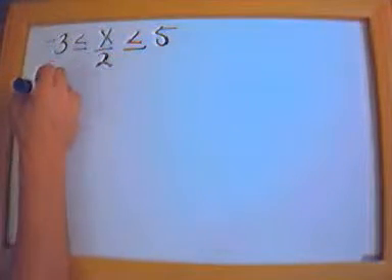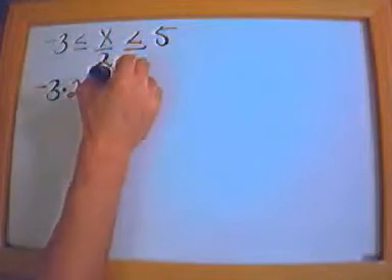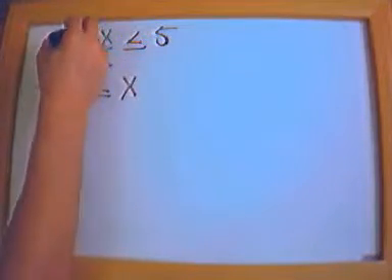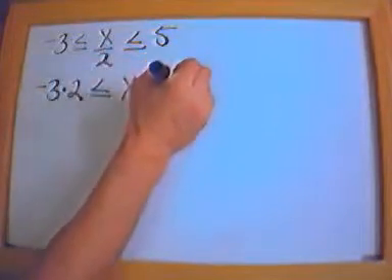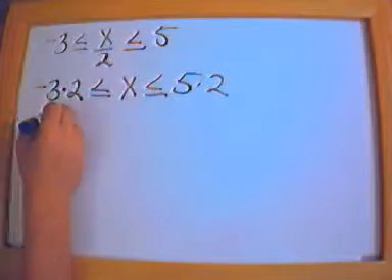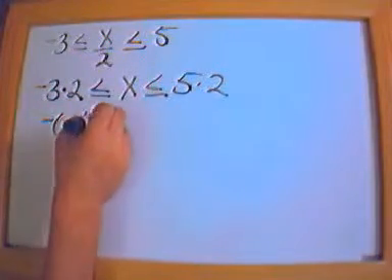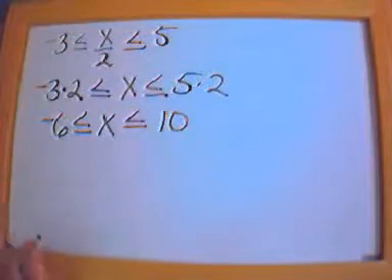So, negative 3 times 2 less than or equal to, in the middle I'm simply going to have x, because I would have a 2 out here, and the 2's would cancel. Carry my sign there, and then I'll have a 5 times 2. So negative 3 times 2 is negative 6, less than or equal to x, which is less than or equal to 5 times 2, which is 10. And that is the answer.